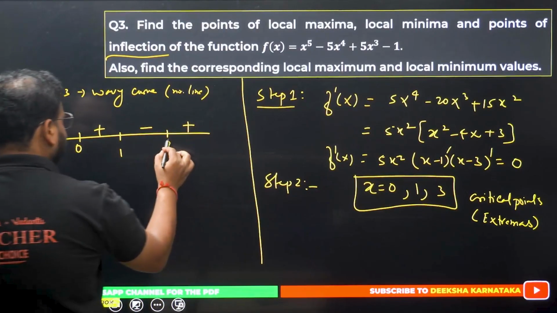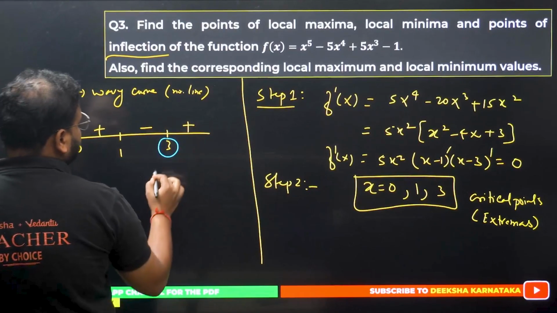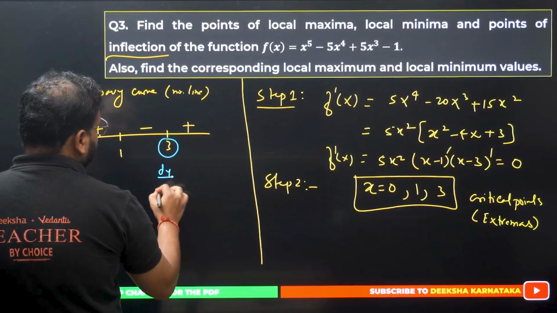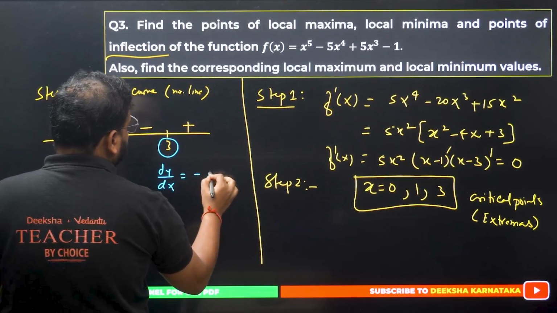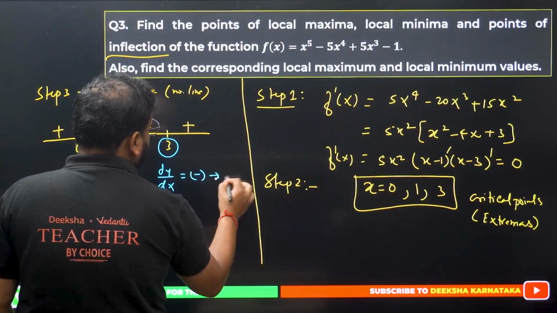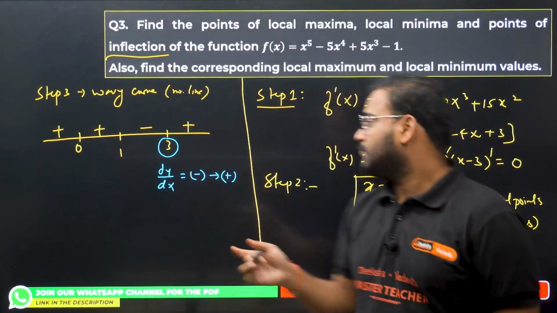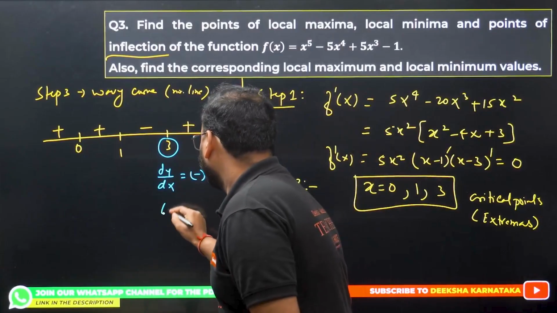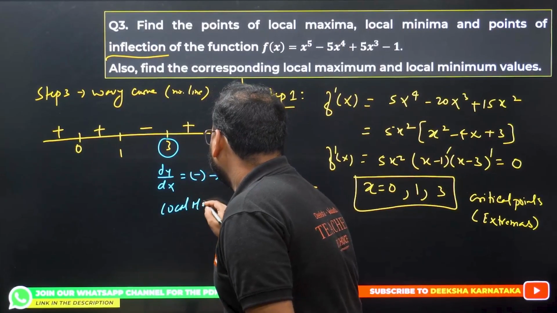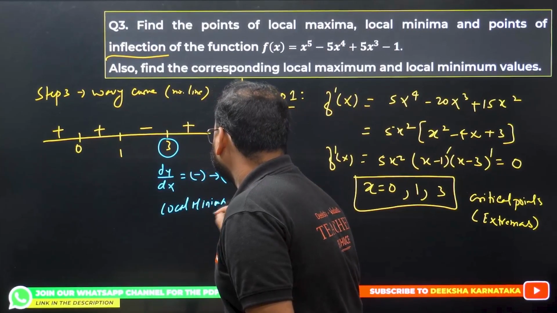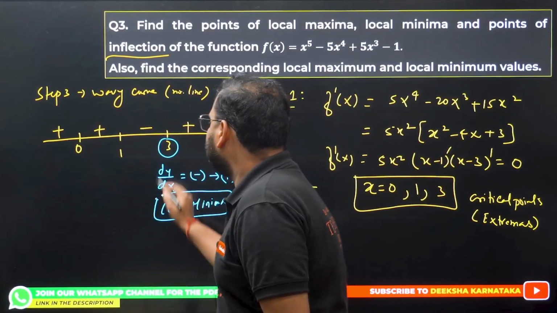For the point 3, you check the sign change of dy by dx. What is it? Minus to plus. Minus to plus is what is called? Local minima. Okay. Point 3 is local minima.